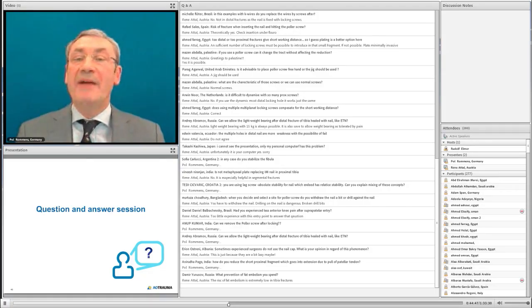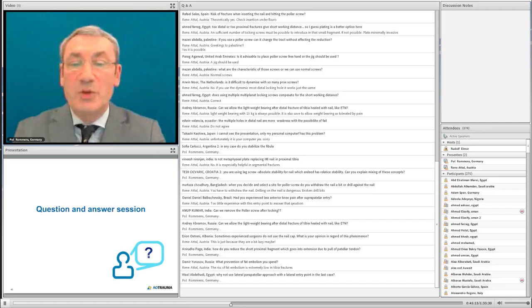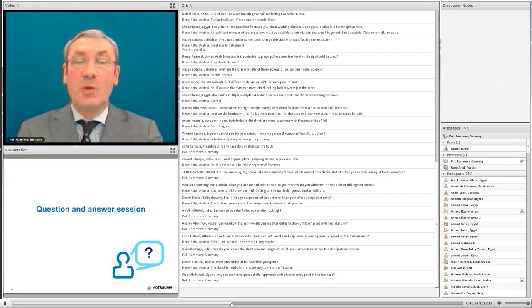I have a question from Egypt. Why not use the lateral parapatellar approach with a lateral entry point in the last case? Certainly, you mean the case with a suprapatellar skin incision. This is certainly a topic of debate. I cannot answer you if a suprapatellar skin incision or a retropatellar approach is better for the patient than opening the joint in a conventional way.